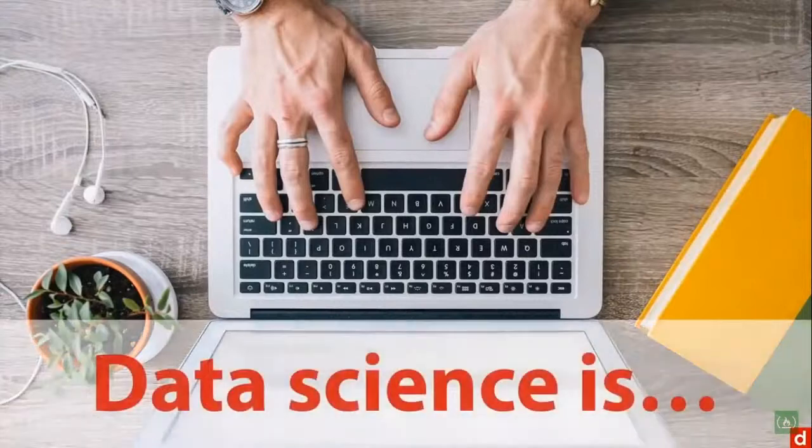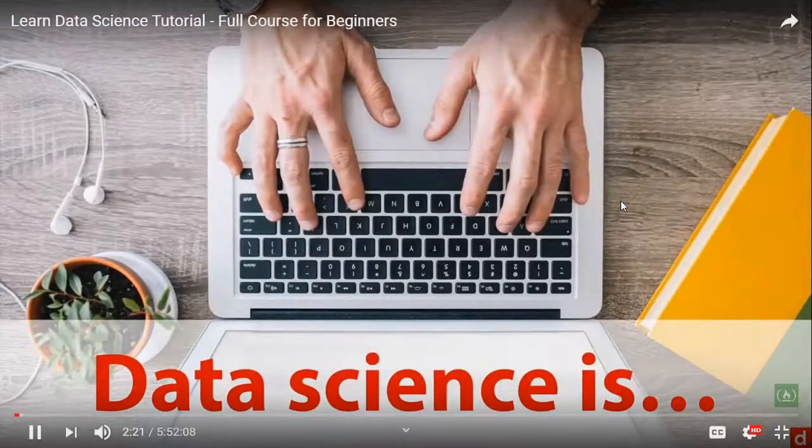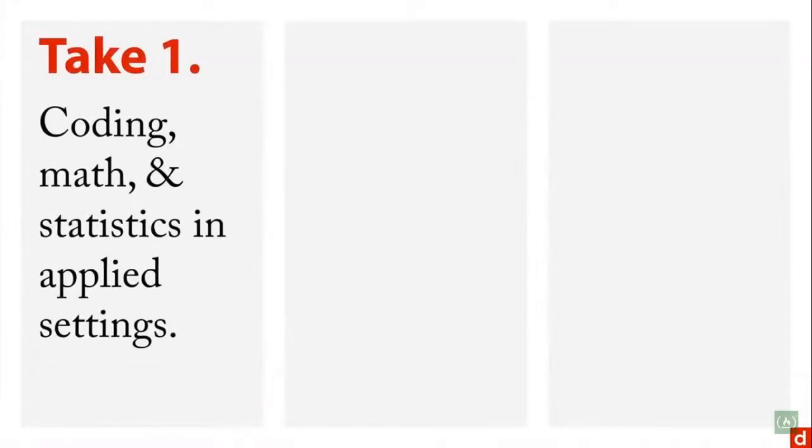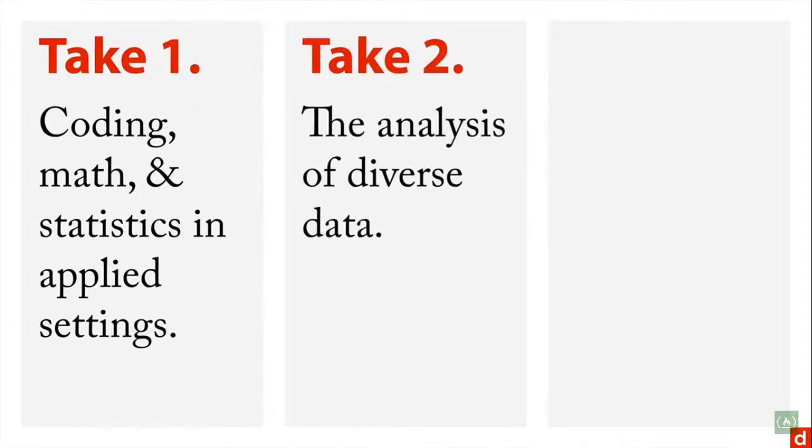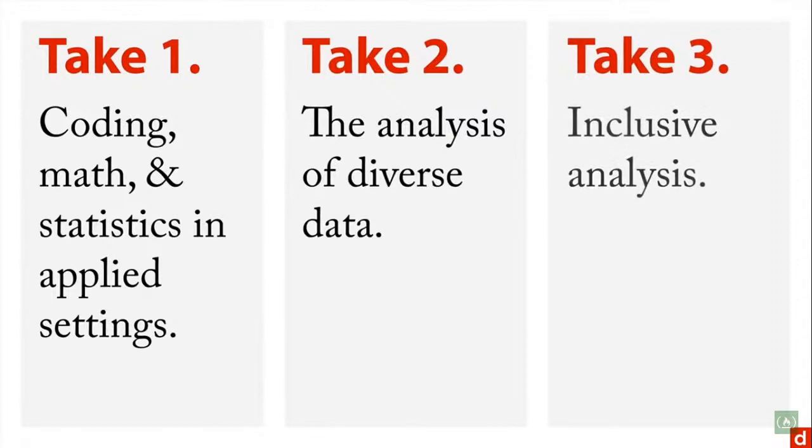Now, data science can be defined in a few ways. I'm going to give you some short definitions. Take one on my definition is that data science is coding, math, and statistics in applied settings. That's a reasonable working definition. But if you want to be a little more concise, I've got take two on a definition that data science is the analysis of diverse data, or data that you didn't think would fit into standard analytic approaches. A third way to think about it is that data science is inclusive analysis. It includes all of the data, all of the information that you have in order to get the most insightful and compelling answer to your research questions.